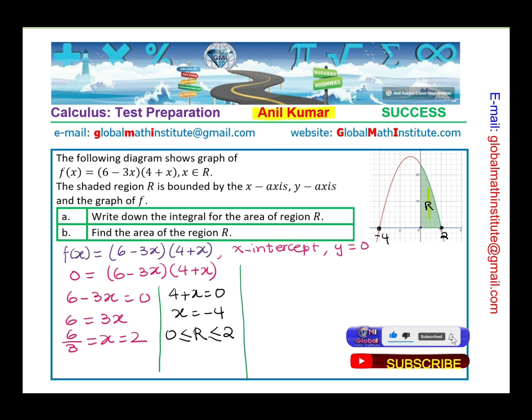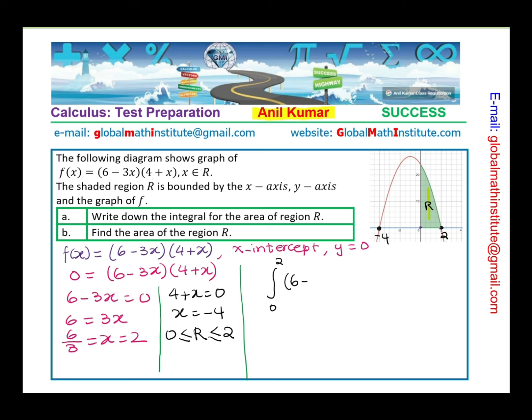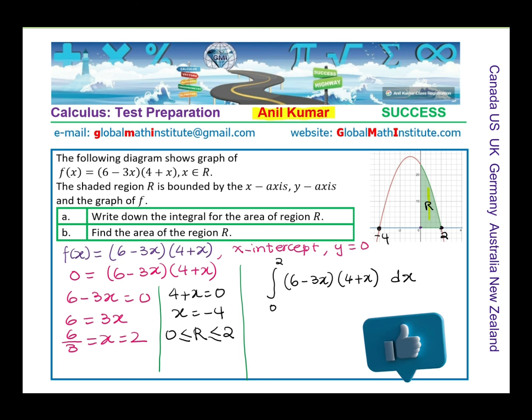Now we can write down the integral, and that has to be from 0 to 2 of the function (6 - 3x) times (4 + x) dx. So that is the solution for part A, where we need to write down the integral for the area of the region R. Is that clear to you? Perfect.